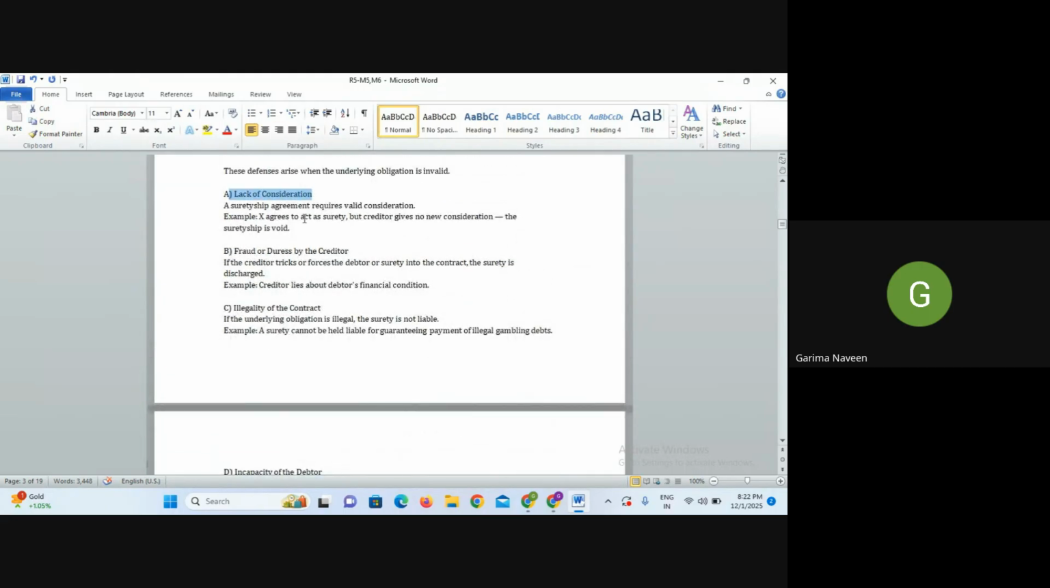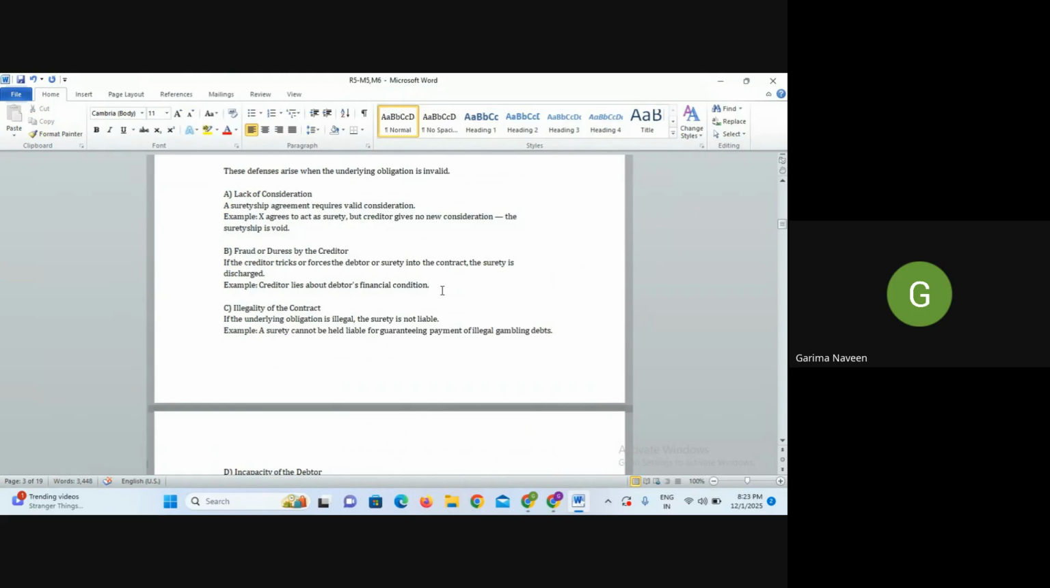If we talk about lack of consideration, for example, X agreed to act as surety, but the creditor gives no new consideration. That means the suretyship is void. This defense can be used by both the debtor as well as the surety. Next is if the creditor lies about the debtor's financial condition. If a certain kind of fraud is involved, or duress, meaning the creditor is threatening or doing some physical harm, then you can use this defense to escape from the liability.